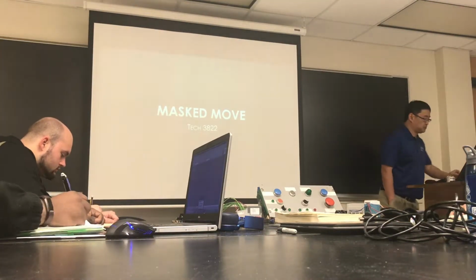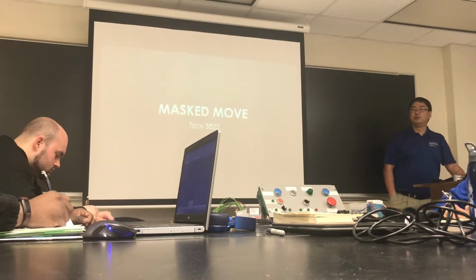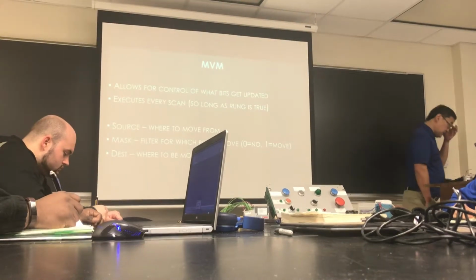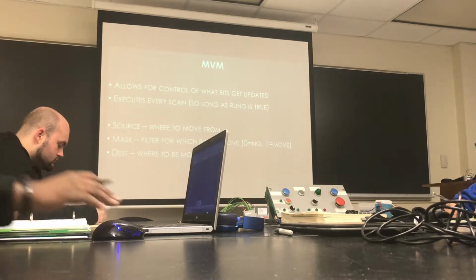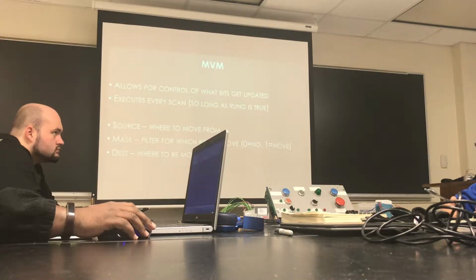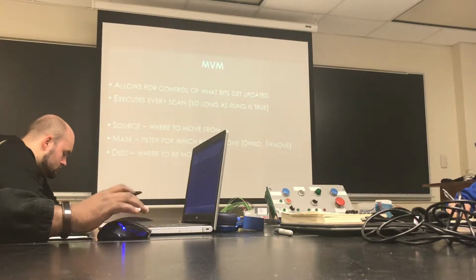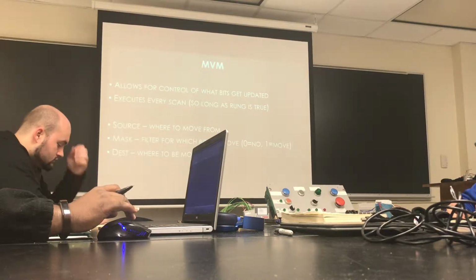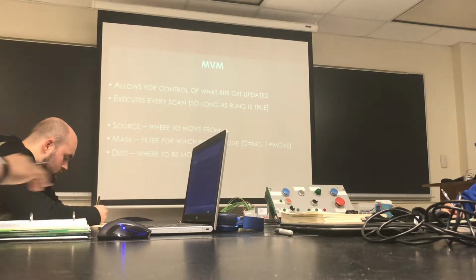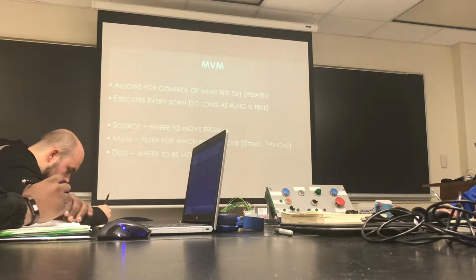Kind of toss into your toolbox, so to speak, something called a masked move. It allows for control of what bits get updated. So when I copy, normally I have to copy a word at a time. So I have to copy 16 bits every time I do a copy or a move. A mask move allows me to only copy some of those bits, and I can pick any pattern I want.